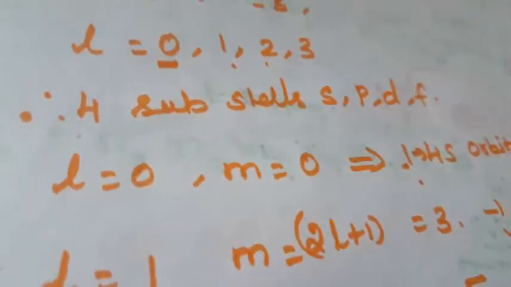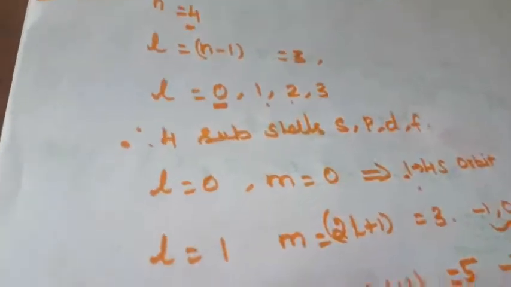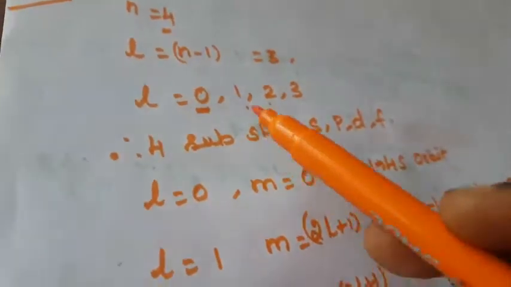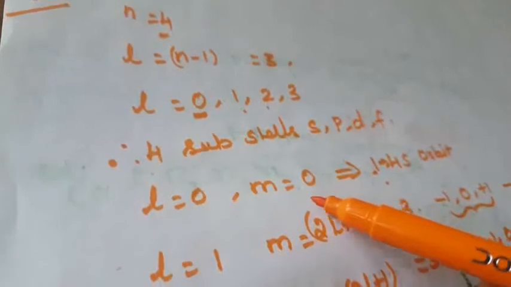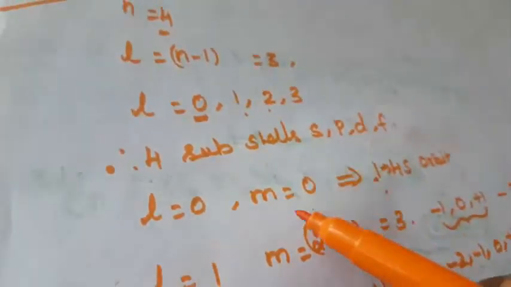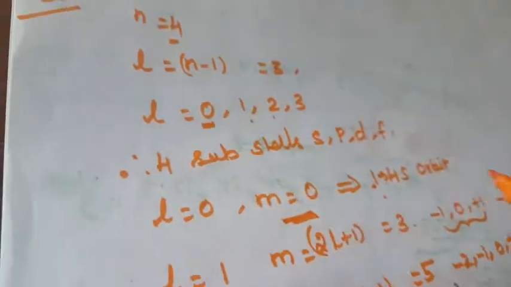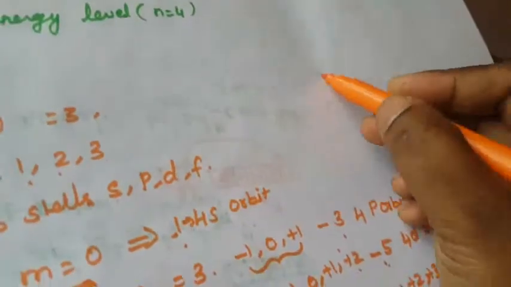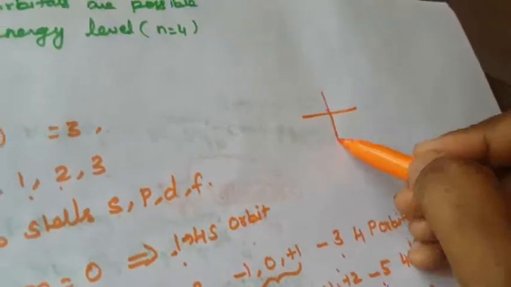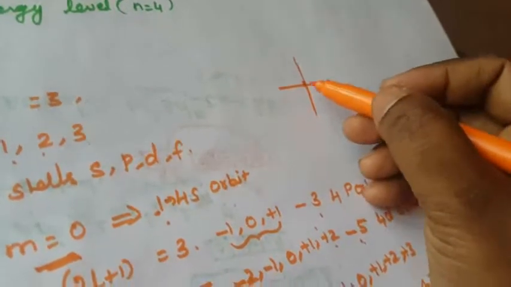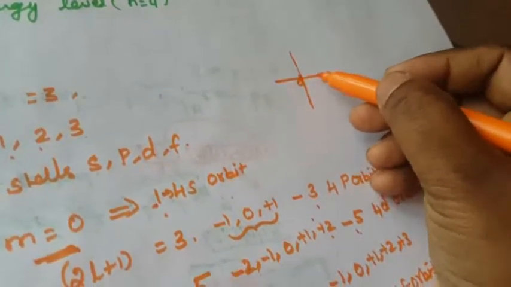So L is equal to 0 means the M value is 0, that is 2L plus 1. So here 0 plus 1, that is the first L value is equal to 0, so 0 is the first value. Here, how to write this 0? You may doubt how to write. So this is the x-axis and y-axis. Suppose you dot the first number, so you understand. Suppose the 1 means that is 0. This is the first value.